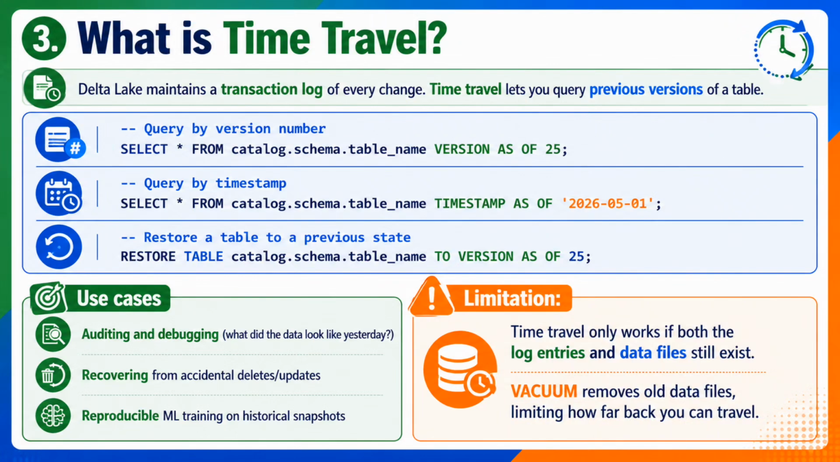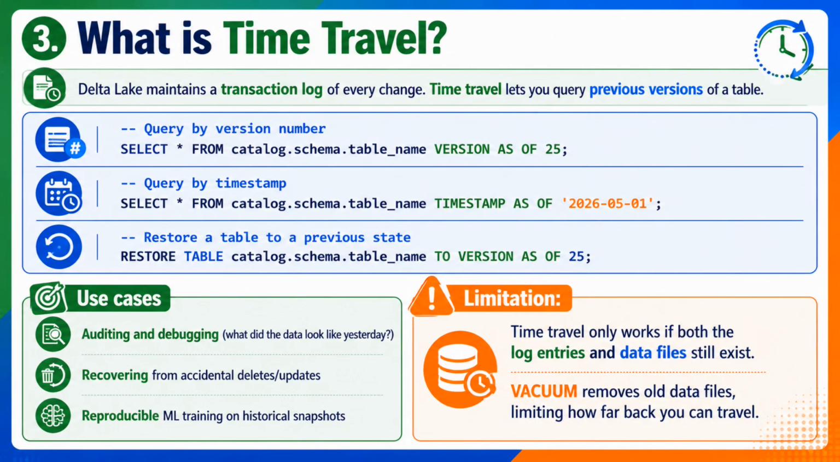What is time travel in Delta Lake? Delta Lake maintains a transaction log of every change made to a table. This powerful feature, called time travel, allows you to query previous versions of your table and see what the data looked like at an earlier point in time. There are several ways to use time travel.